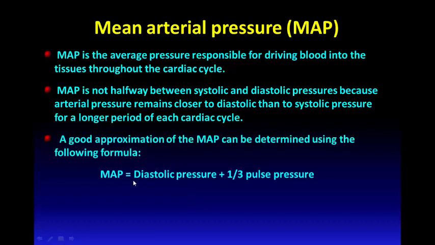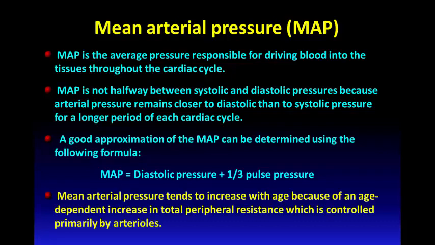This is the equation which we use to calculate the mean arterial blood pressure, and there is another equation which we described in the 2 lectures on the cardiac cycle. The mean arterial blood pressure tends to increase with age because of an age-dependent increase in the total peripheral resistance, which is controlled primarily by the arterioles, as we will describe in the subsequent slides.